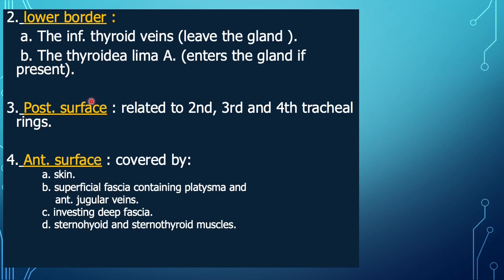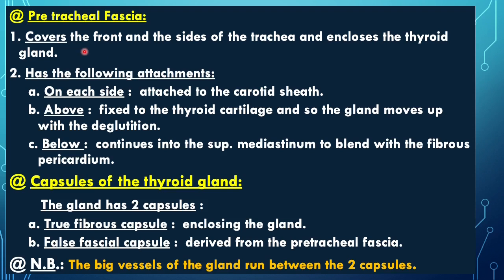The isthmus is going to be related mainly to the second and third tracheal rings, so it's not too big. The anterior surface is going to be covered by the same relations as the thyroid gland.